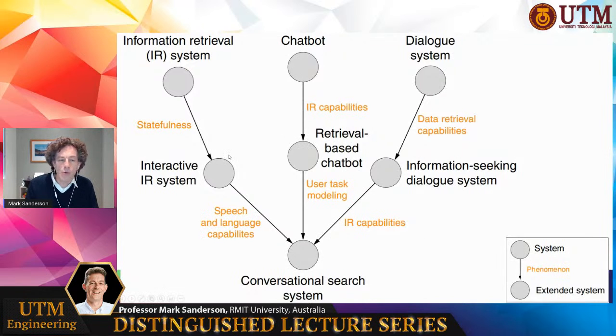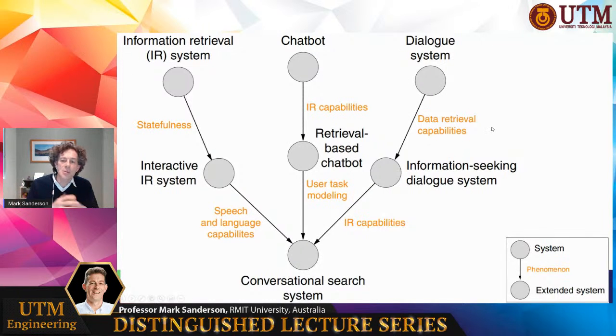This is not something that will be solved in a couple of years. This is a topic that we will be working on, I suspect, for at least a decade. I think a conversational search system is actually a combination of three things. And we've got some existing technologies right now. We've got information retrieval systems, we've got chatbots, and we've got dialogue systems.